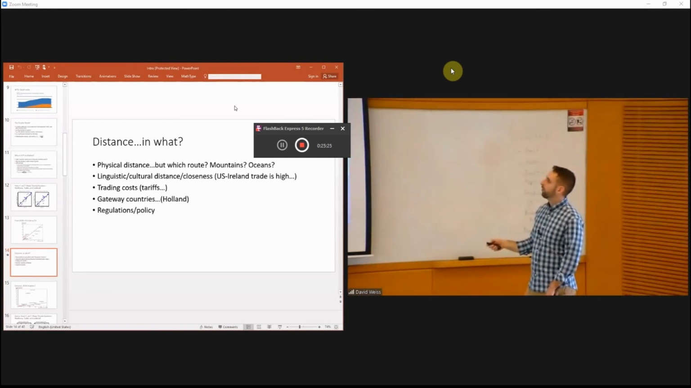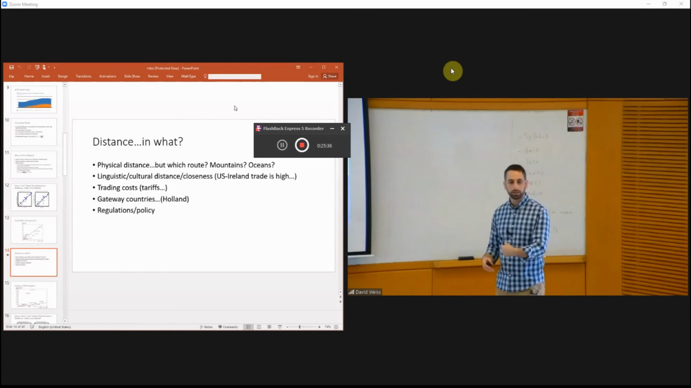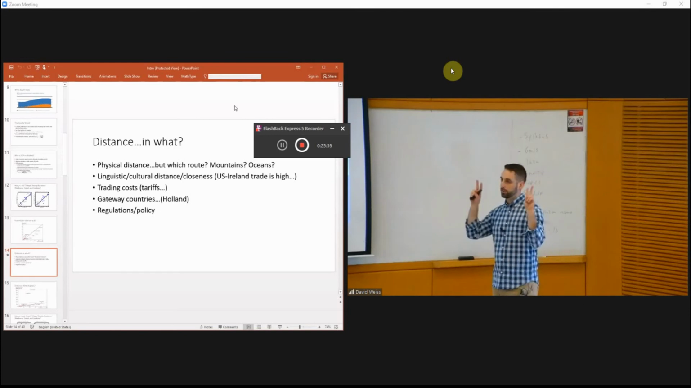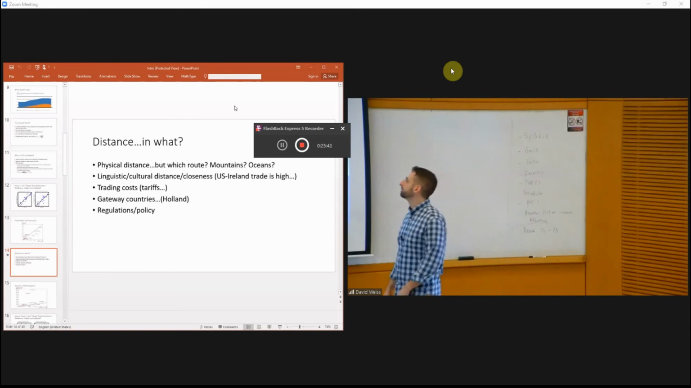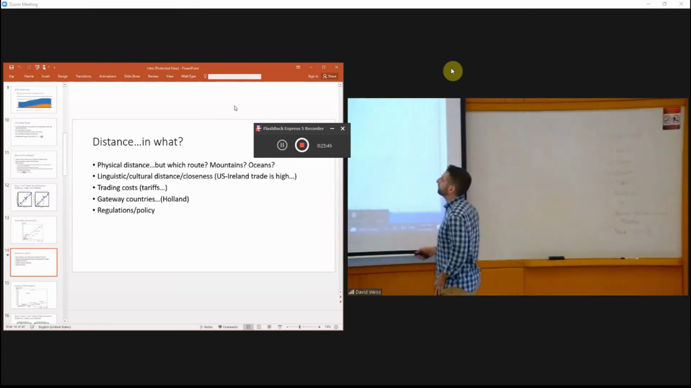This is sort of similar to the whole, which route do you take? Holland is a major trading hub for the EU. A lot of goods that go to anywhere in Germany, wherever in the EU, they go through Holland. So you can think of Holland as being closer to some degree because a lot of the ships go through it anyway. It's a gateway country to Europe.